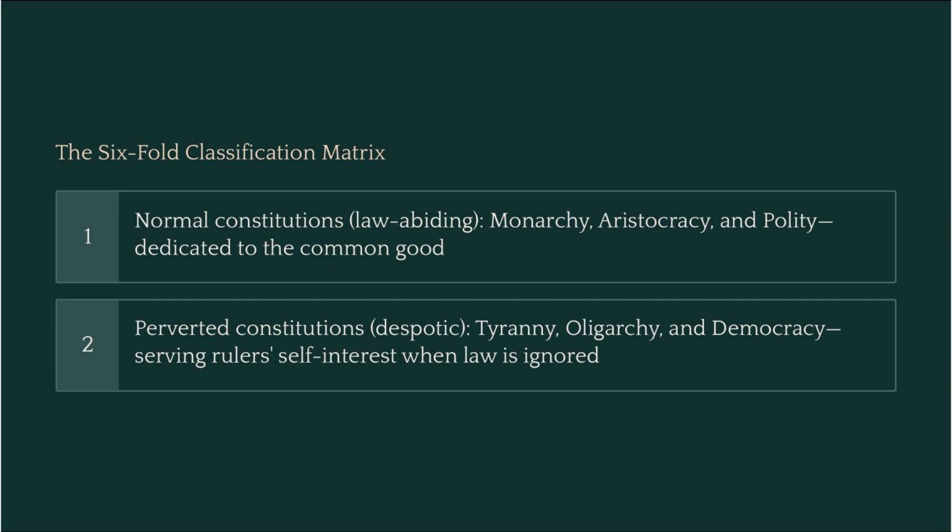This brings us to his famous six-fold classification matrix. He divides governments into two columns. On one side, we have normal constitutions, which are law-abiding and dedicated to the common good. These are monarchy, aristocracy, and polity. On the other side, we have perverted constitutions, which are despotic. These serve the ruler's self-interest and ignore the law. These are tyranny, oligarchy, and democracy. Let's break them down one by one.